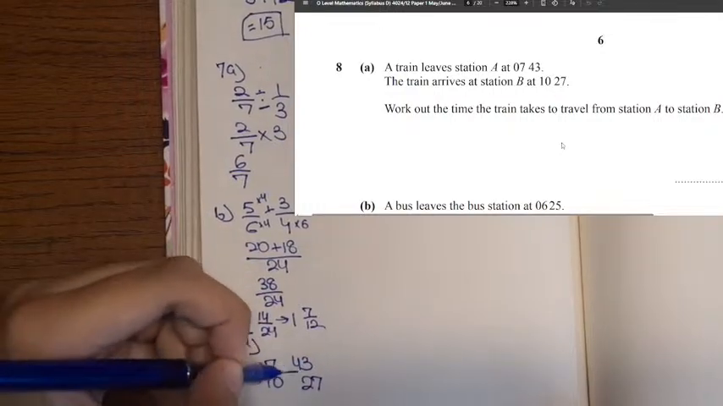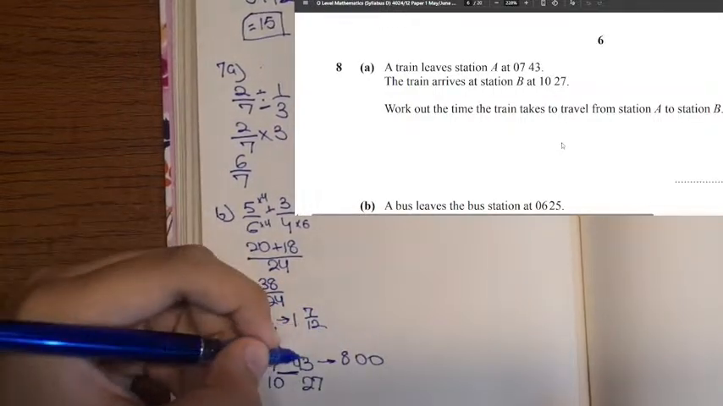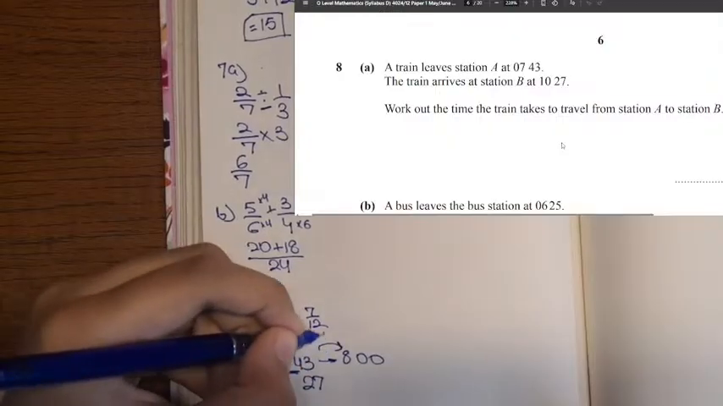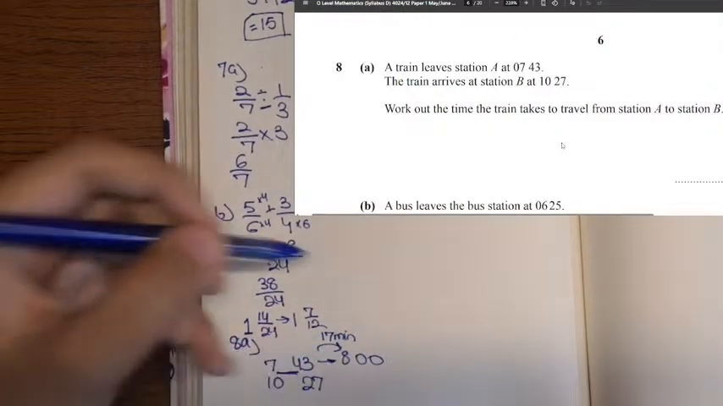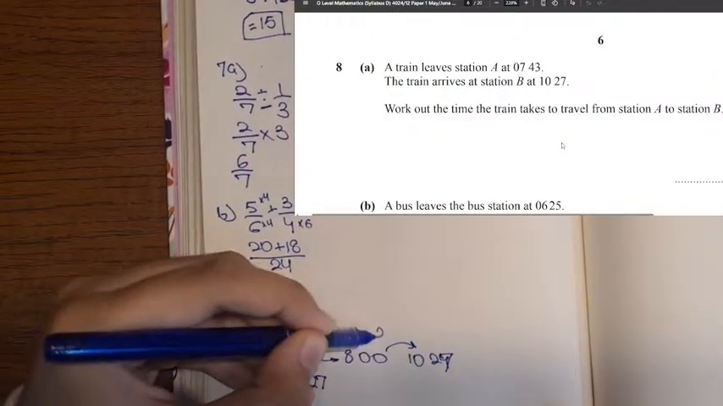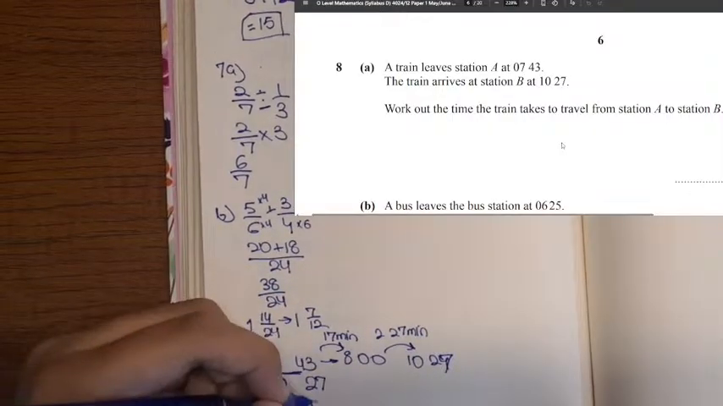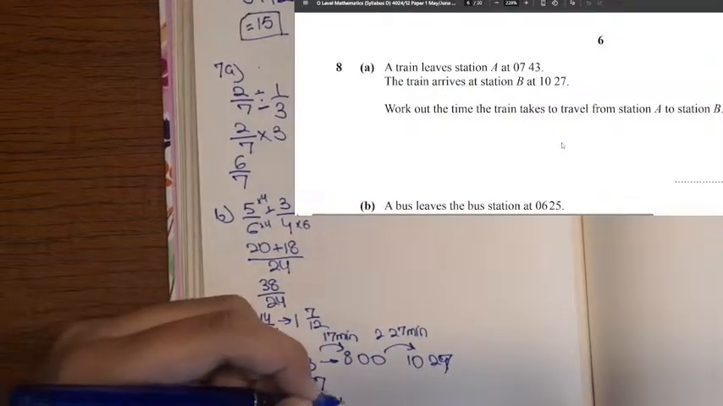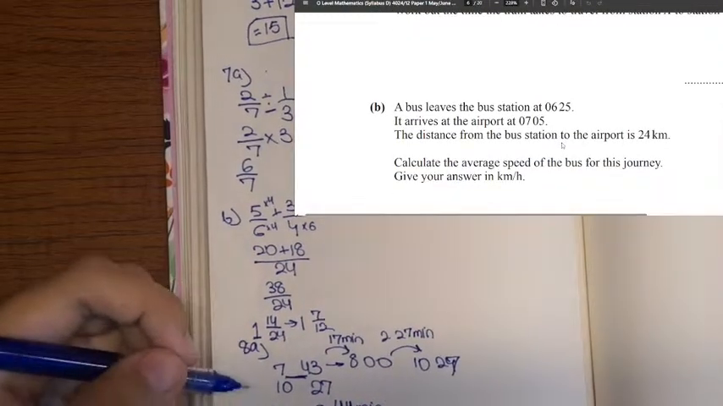Well, first, what is the time taken for it to go from 7:43 to 8 o'clock? Well, the time taken is obviously 17 minutes. The next question is how much time does it take to go from 8 to 10:27? Now this is pretty self-explanatory. It's obviously 2 hours and 27 minutes. Now we just add both of these together, and that becomes 2 hours and 44 minutes. That is our answer.